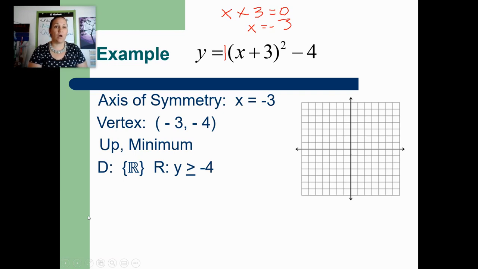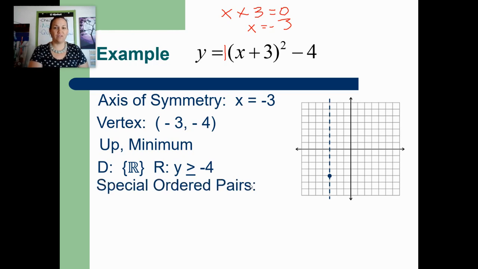Now, unlike our standard form problems, we'll need to graph before we can find any of our intercepts. So right now, I'm going to go ahead and skip to graphing. So I can graph my axis of symmetry, my dotted line, through the negative 3. And I can graph my vertex at negative 3, negative 4. We're going to use the same special ordered pairs that we used for standard form, because it's still a parabola. And in this problem, since my A is 1, my special ordered pairs will not change. So I will do 1, 1. So starting on the vertex, right 1, up 1, and reflect.